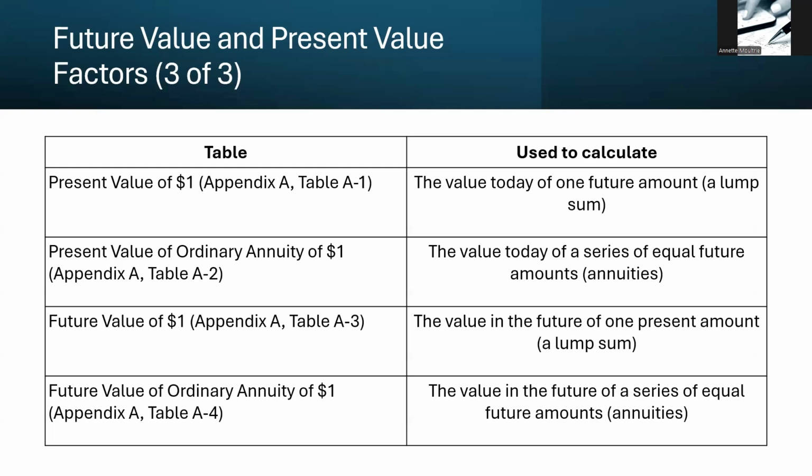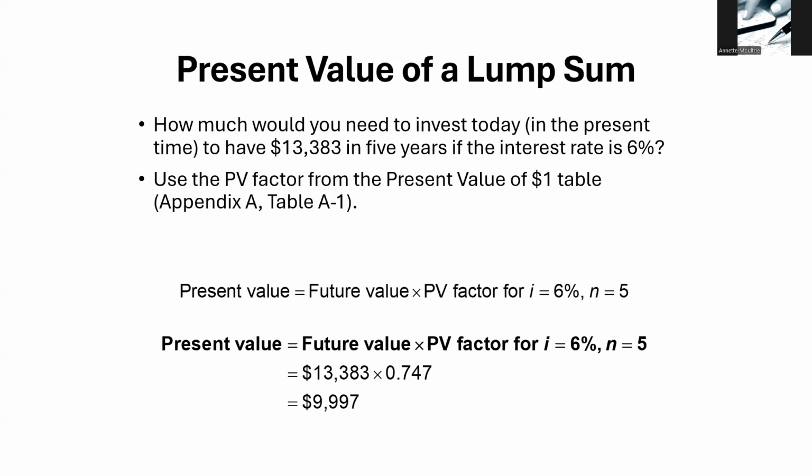The formulas and resulting tables are found at the end of the book in Appendix A. So here you see the table in front of you. The present value of $1 is in the textbook Appendix A, Table A1, and it is used to calculate the value today of one future amount. You can take a look at it later. So, the present value of a lump sum.